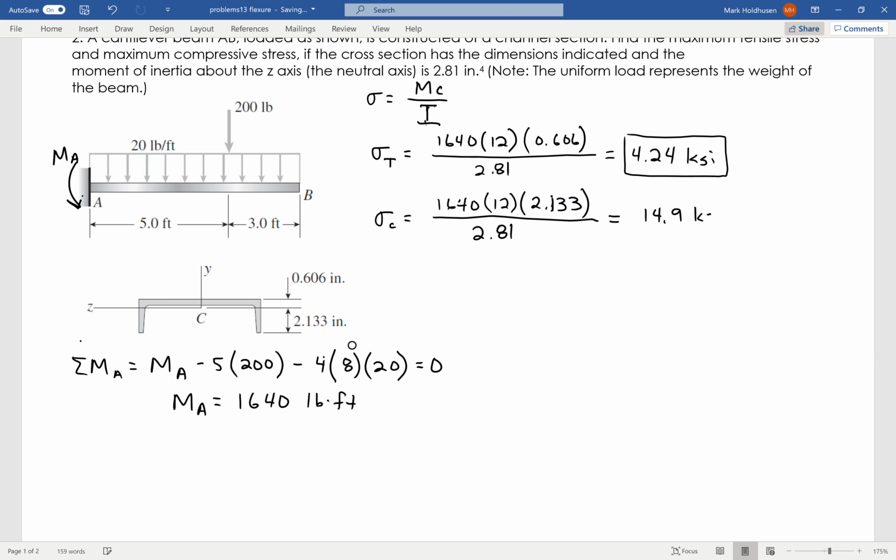14.9 ksi. So I'm going to have more compression because it's further away from that neutral axis, but recognize that sometimes materials have different compression and tension properties. So recognizing that on the top of the beam, it's under tension, on the bottom of the beam, it's under compression, and applying the equation appropriately.